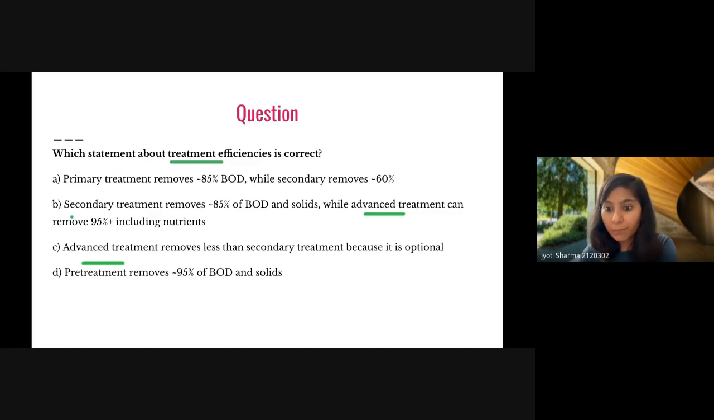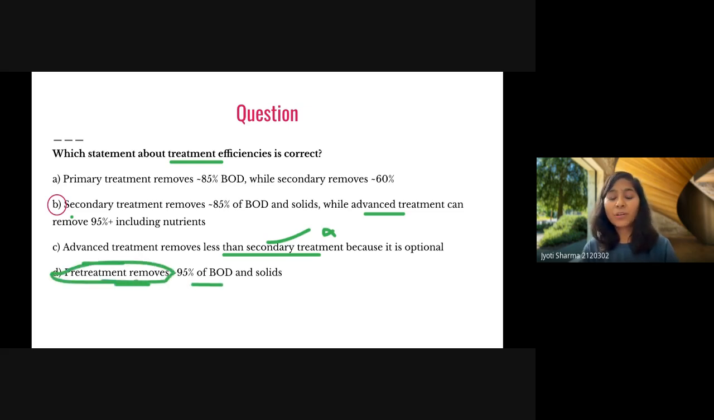So Dia gave me B option, Venkateshwara with B, and Priscilla with B, but along with a question mark. But yes, you all are correct that this is B. Advanced treatment removes less than secondary treatment? No, this is wrong. BOD is mostly removed by secondary treatment. Pre-treatment removes 95%? No, pre-treatment is not removing BOD at all. So this is also not the right option. Pre-treatment removes 85% of BOD? No, this is near 35%. So that's how the B option is the right one.